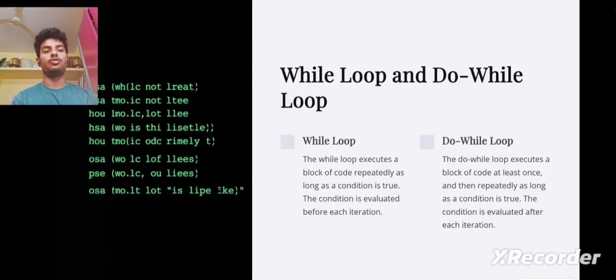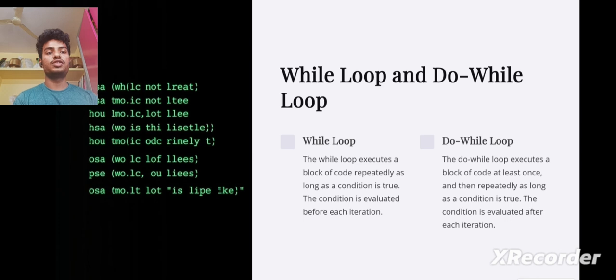Next, while loop and do while loop. A while loop executes a block of code repeatedly as long as the condition is true. The condition is evaluated before each iteration. So in a while loop, the block of code is executed until the condition in the while loop is false.